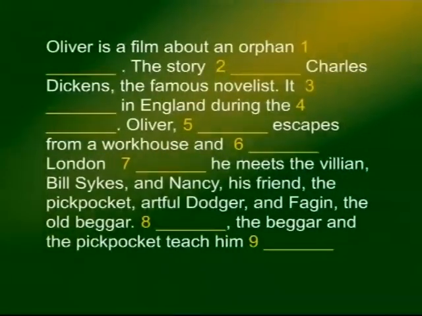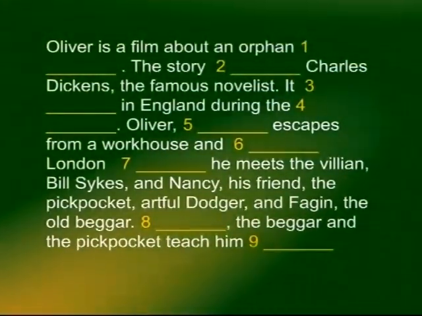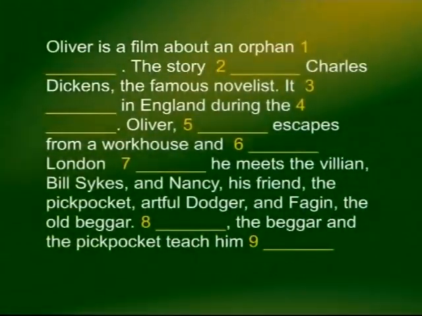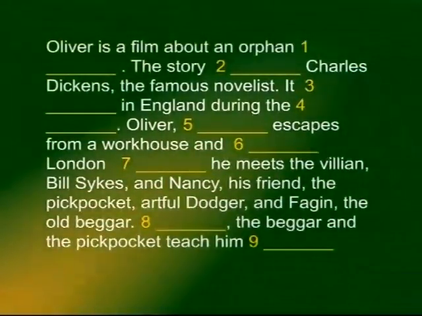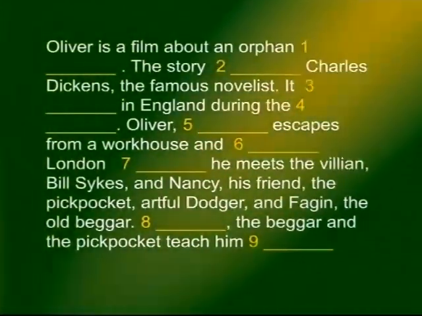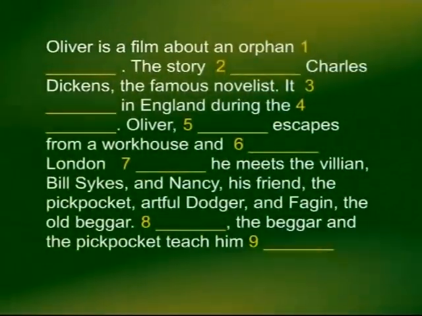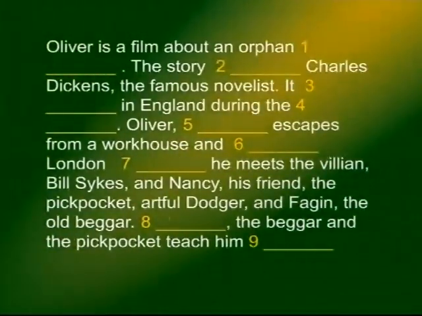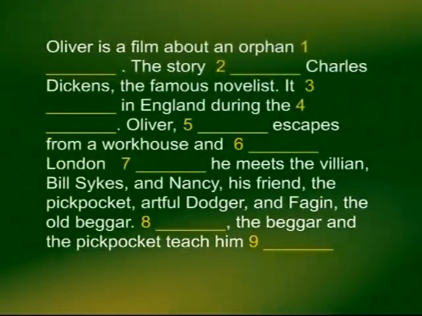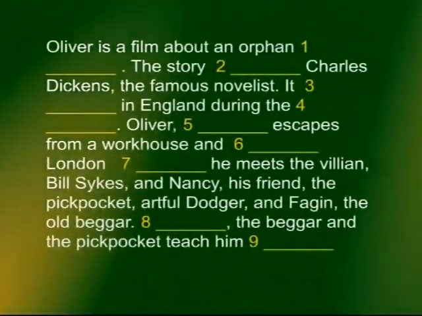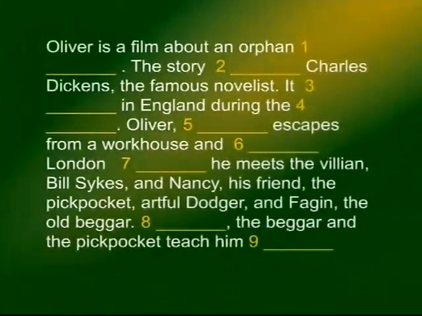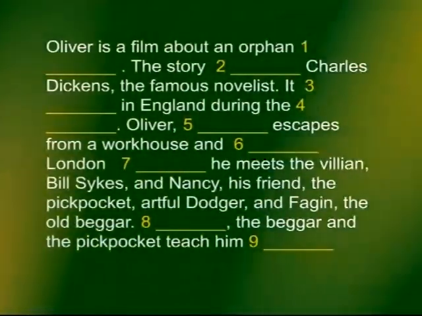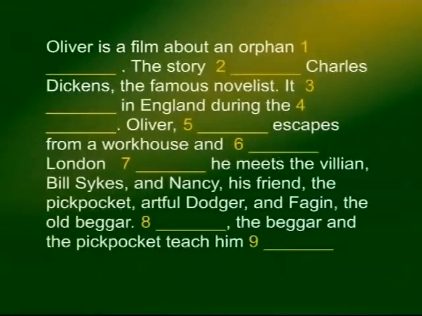Oliver escapes from a workhouse. Oliver, who, and you can write something, a phrase describing what he does, escapes from a workhouse and goes to London, runs off to London. Number 7, where he meets the villain Bill Sikes and Nancy, his girlfriend, the pickpocket Fagin, the Artful Dodger, and Fagin, the old beggar. And then you've got, you can fill it up. I will not continue with this. You can do it entirely on your own.